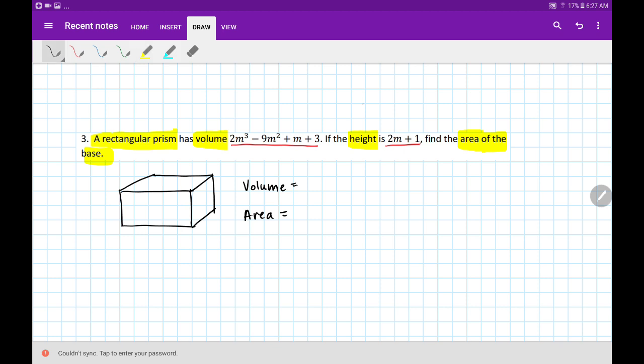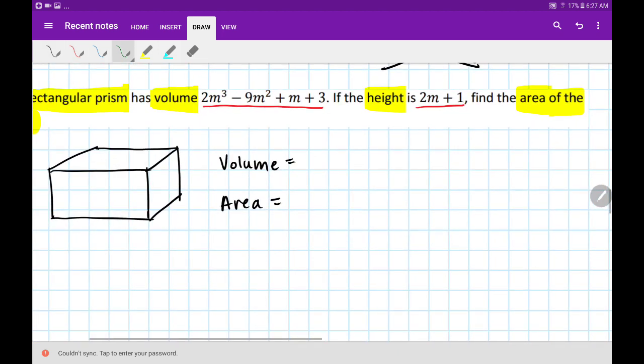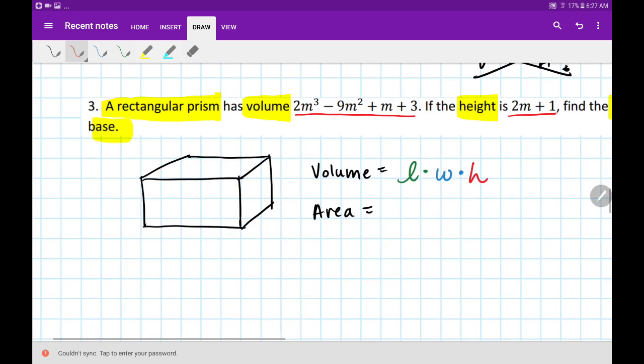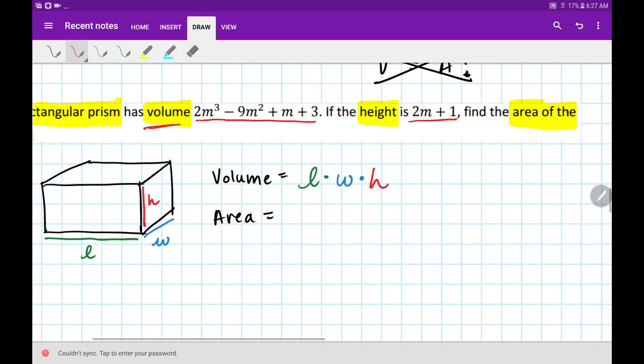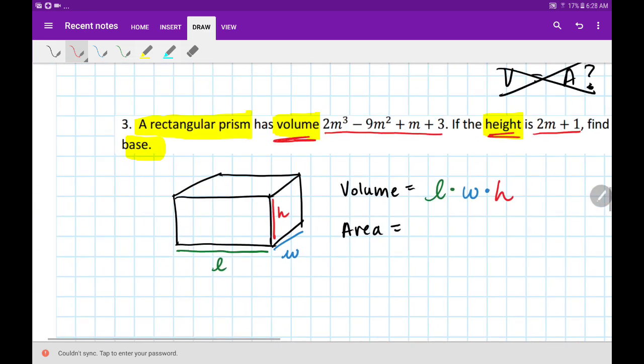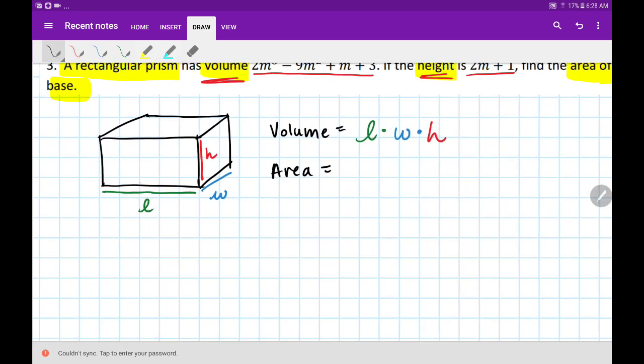I don't know about a relationship between volume and area, but I do know they're separate relationships. I know that volume is equal to length times width times height. Looking at this rectangular prism, it doesn't matter which is which really, but this could be my length, that could be my width, and this here could be my height. So we've got a relationship between volume and height at least. Now we want the area of the base.